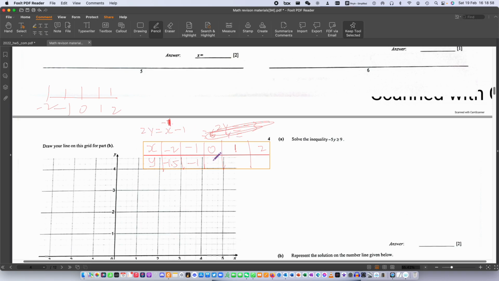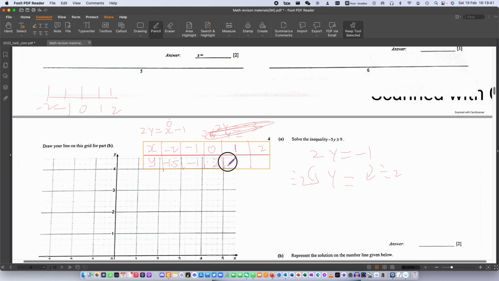What question is this? 0? Negative 2. Wait, you put 0 into it, it is negative 1. Negative 1 divided by 2. What? 2y equals to negative 1. So y is equal to, you divide by 2. Negative 0.5. You better double check all your answers.